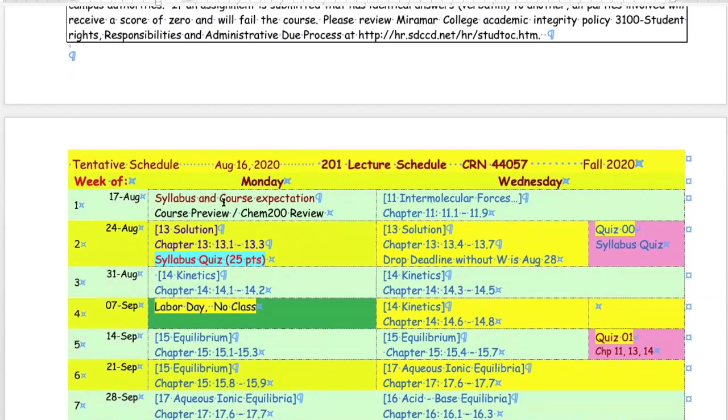Now, you can see the first day is just the syllabus and the course expectations, and maybe Chemistry 200 as a review. The reason I bring Chemistry 200 in as a review is because the fundamentals are there. Now, if you took shortcuts in Chemistry 200 and didn't learn anything, this course will be a struggle.